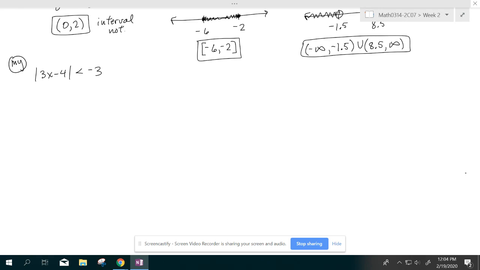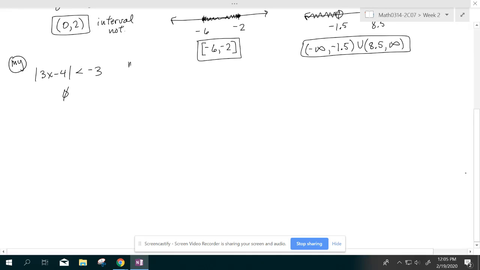That would not be true. So can there be positive stuff? Remember, this is positive, less than negative 3. There's no positive stuff less than negative 3? I think everything that's less than negative 3 is going to be negative, right? Yeah, so this is no solution. You don't even do any work, okay? Positive stuff cannot be less than negative 3. That's a definite no solution.